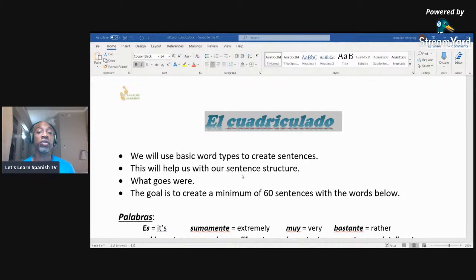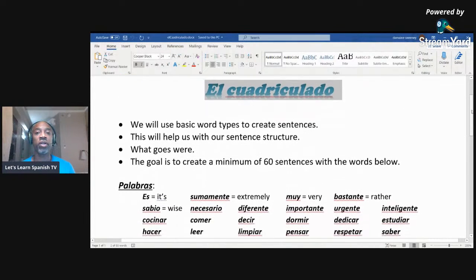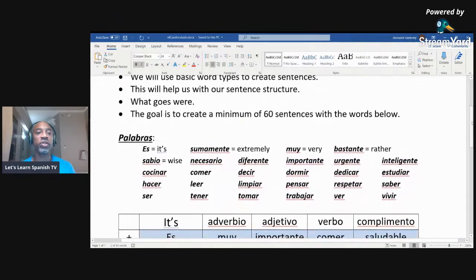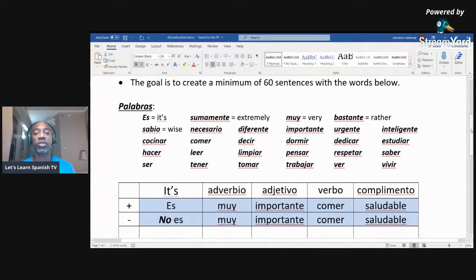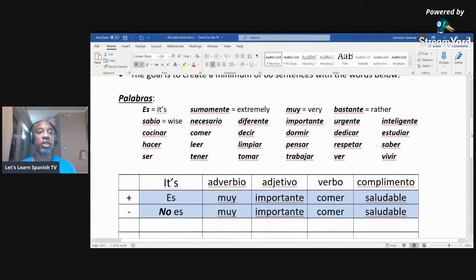If we learn to understand certain structure, then it makes it that much easier when we speak with people and they're always talking fast. It doesn't matter the speed, you have to understand it. You can talk fast or slow. As long as you understand the structure, you got it. Okay, so the goal is to create a minimum of 60 sentences with the words below.